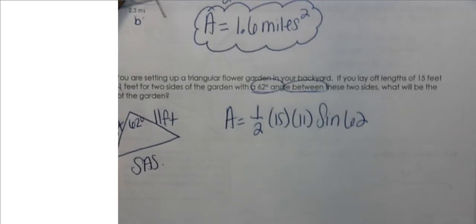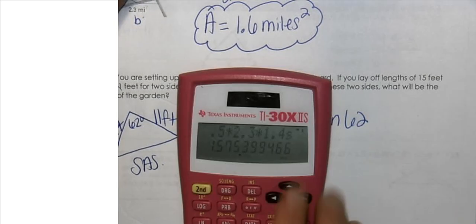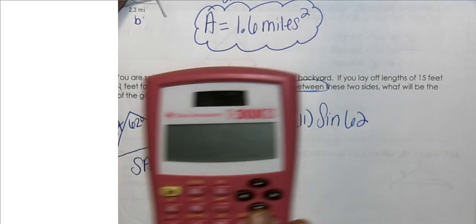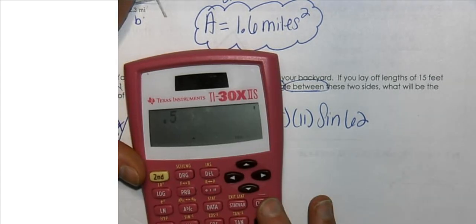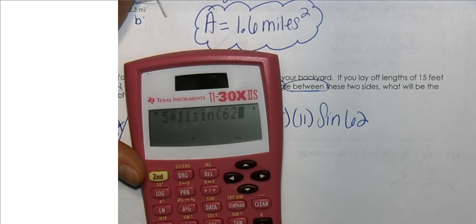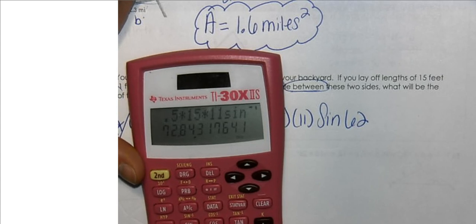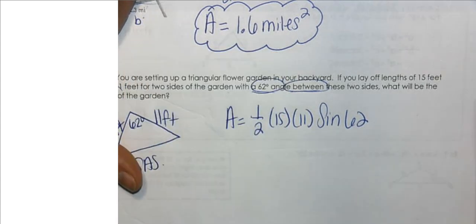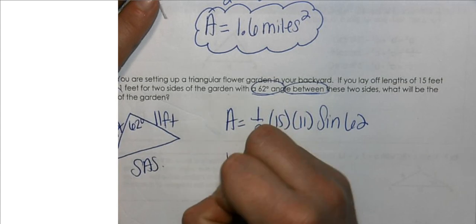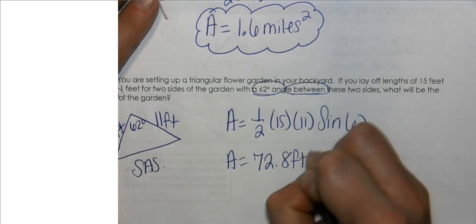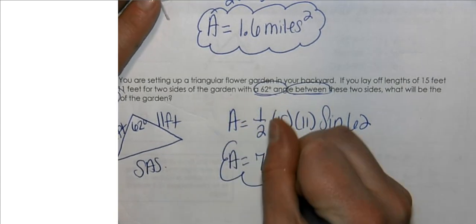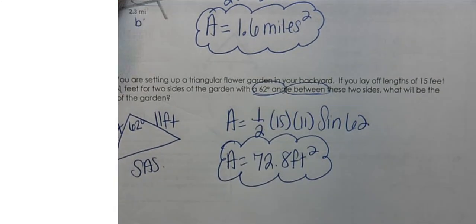So we're just going to put this directly into our calculator. So that's going to be 0.5 for 1/2 times 15 times 11 times the sine of 62. And we end up with 72.8 if we're rounding to the nearest tenths again, feet squared. So all of our units will be squared when we are dealing with area.